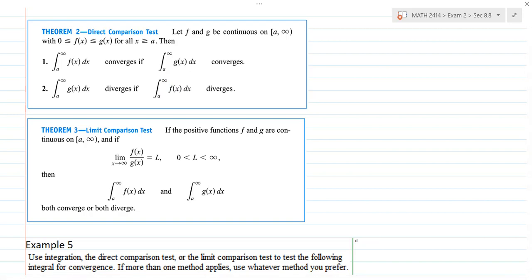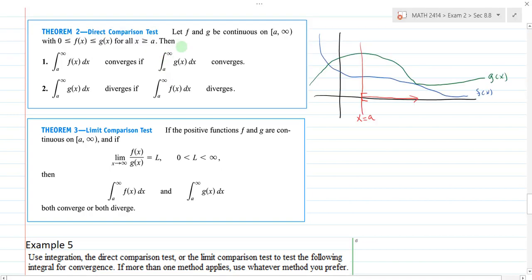Let me kind of draw a picture to explain what's going on. What this says is that f of x is going to be less than or equal to g of x over some interval from a to infinity. So notice these two graphs. Even though over here g of x is less than f of x, once I get to this point a, f is always going to be less than or equal to g everywhere from a to infinity.